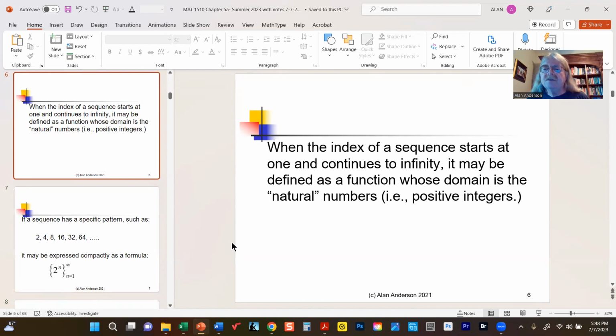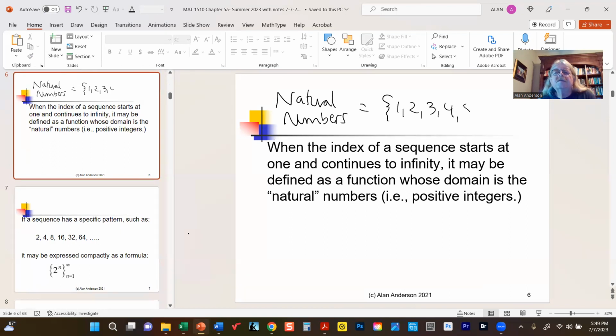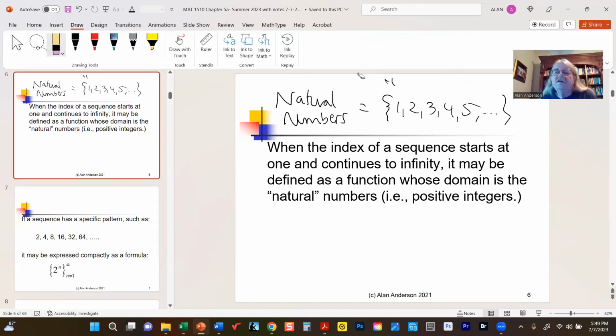Now, many times the sequence runs from 1 to infinity. It doesn't have to, though, but you might recall the definition of the so-called natural numbers. Sometimes these are called the counting numbers for obvious reasons. And it's an infinite set. And basically, it's all the positive integers. So if your sequence is indexed 1, 2, 3, et cetera, then we can make the case that the domain of the sequence is the natural numbers.